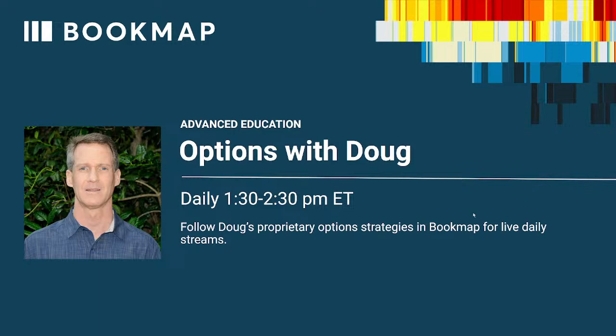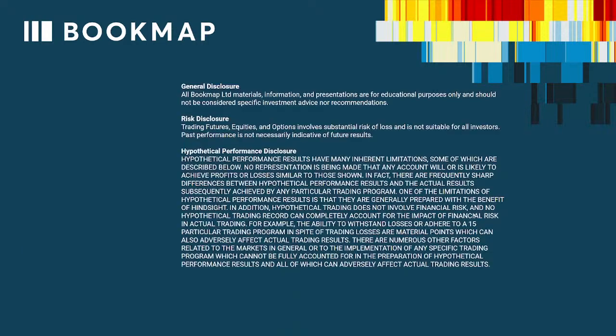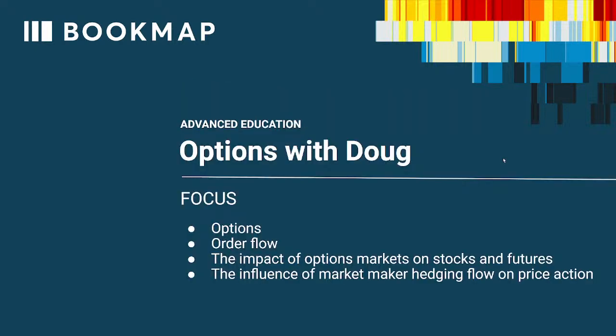Before I get started, I need to go through the disclosures. General disclosure: all Bookmap Limited materials, information, and presentations are for educational purposes only and should not be considered specific investment advice nor recommendations. Risk disclosure: trading futures, equities, and options involves substantial risk of loss and is not suitable for all investors. Past performance is not necessarily indicative of future results.